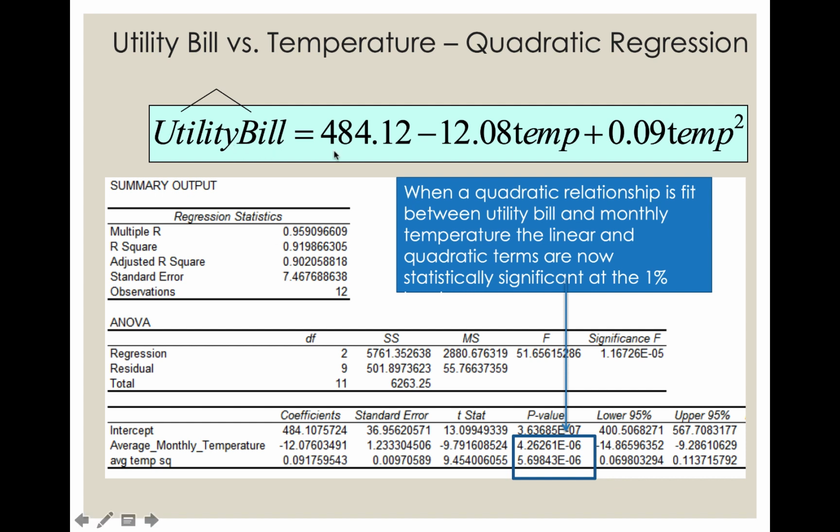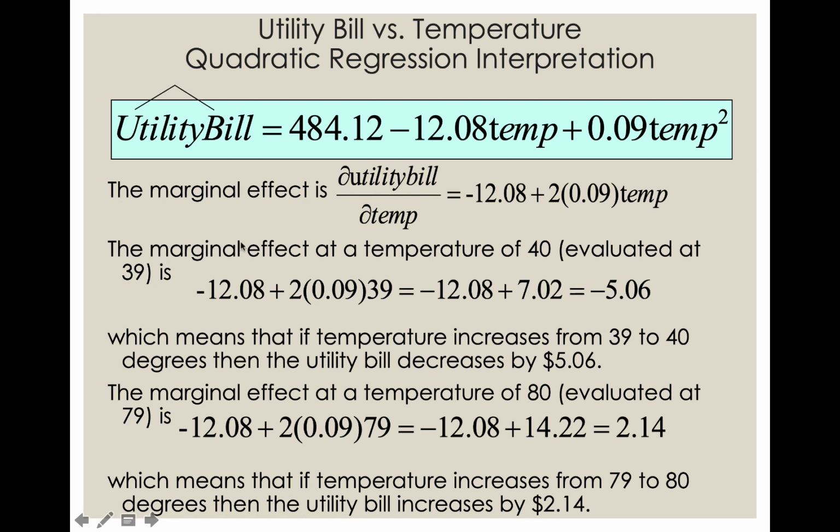So here, if we just want to put in what this model is, predicted utility bill is going to equal our intercept, 484.11, minus 12.08 times average monthly temperature, plus 0.09 times temperature squared. To be able to figure out the marginal effect, we take the partial derivative of utility bill with respect to temperature, and we end up with this equation here. And then we're going to evaluate it at different values of temperature and see what happens.